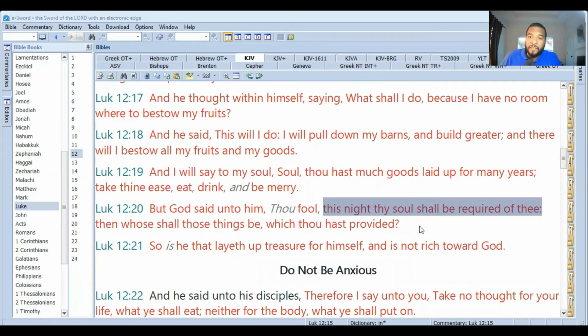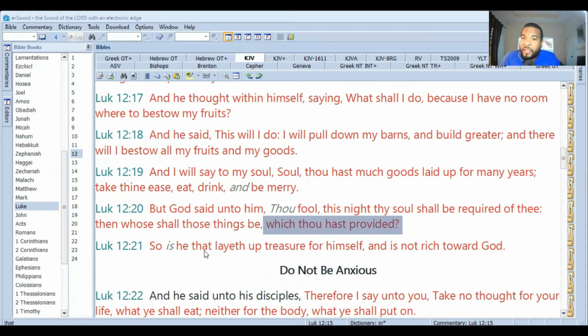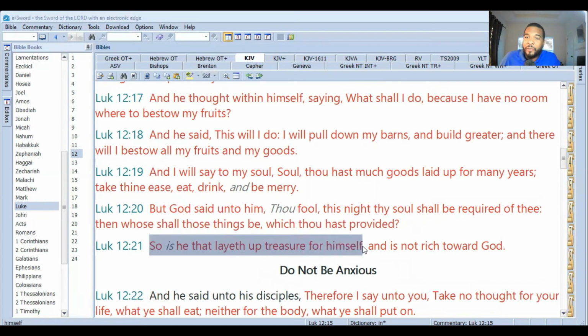We're not understanding. It says, you fool, this night your soul is required of you. Then who is going to receive those things which you have provided? Then who's going to get those things? So is he that lays up treasure for himself and is not rich towards Elohim.